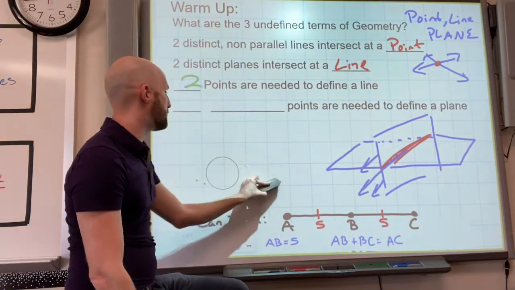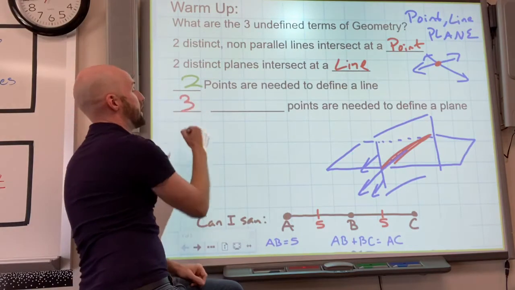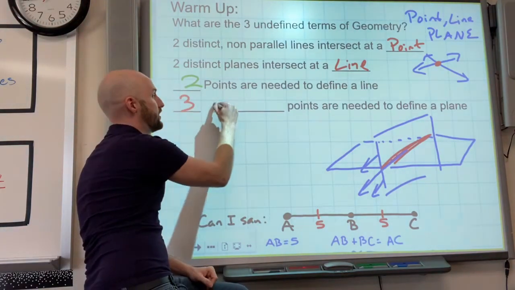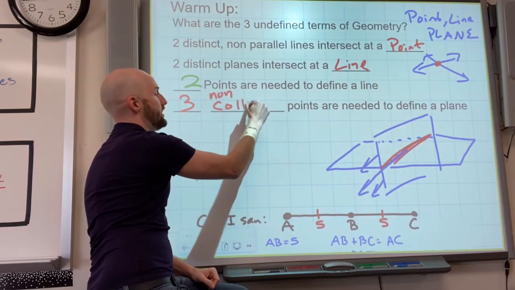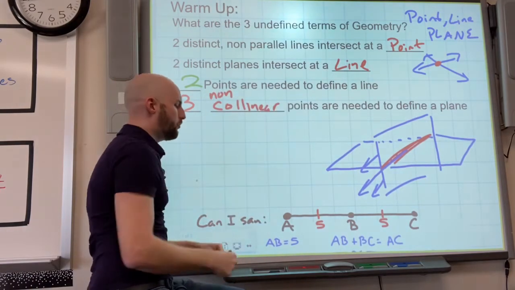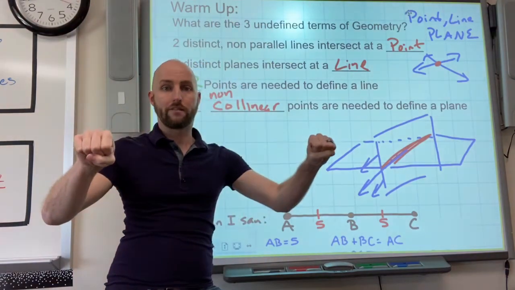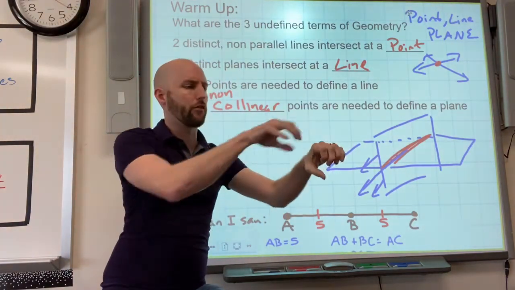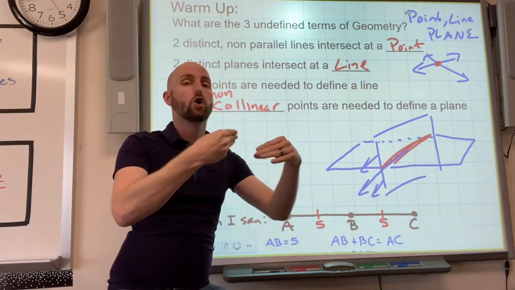When we get to talking about a plane, it is 3 points that define a plane, but more specifically, they have to be non-collinear points. And here's what I mean by that. So if I took 2 points, actually, let's go with 3 points. 3 points that are all on the same line, which would be collinear.